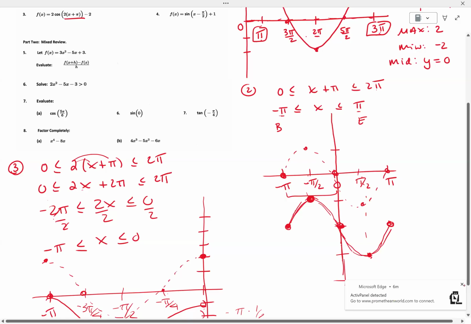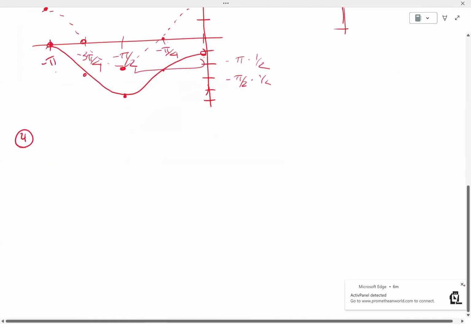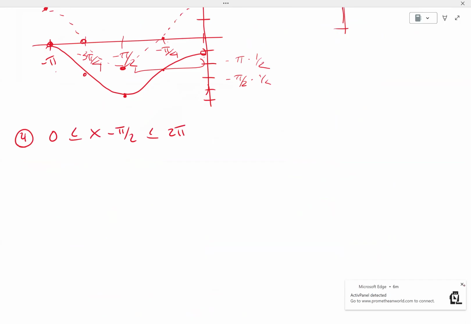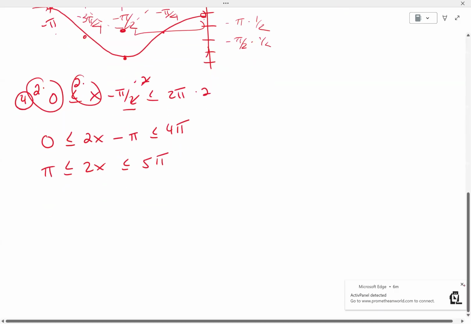And number 4 is a good one, especially with the fractions. So I'm going to sandwich the x minus pi over 2 between 0 and 2 pi. And we've been talking about how we clear away fractions in an equation. We multiply through by the least common denominator, which in this case will be 2. This will give me 0. This will give me 2x. These 2's will divide out. And then 2 pi times 2 is 4 pi. I'm going to add the pi to everything. And then divide by 2.